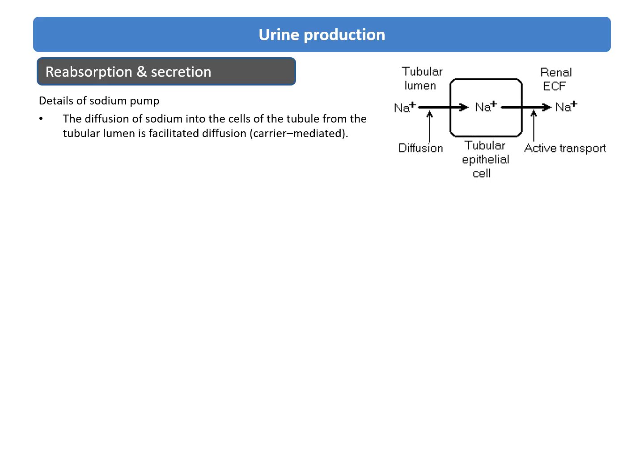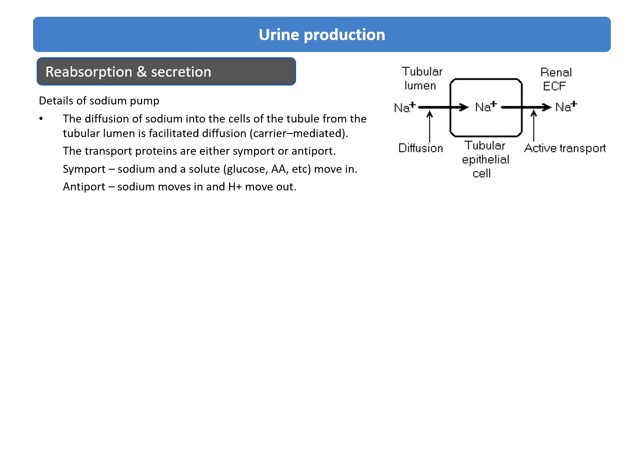What about some details? The diffusion of sodium into the cells of the tubule from the tubular lumen is facilitated diffusion, carrier mediated. The transport proteins are either symport or antiport. In the symport proteins, sodium and a solute, glucose perhaps, amino acids maybe, move in. In the antiport mechanism, sodium moves in and hydrogen ions move out. The active transport of sodium out of the cells is the sodium-potassium pump.